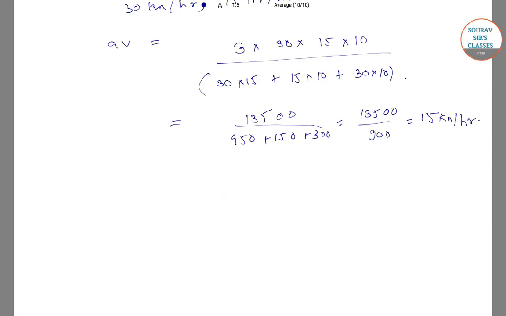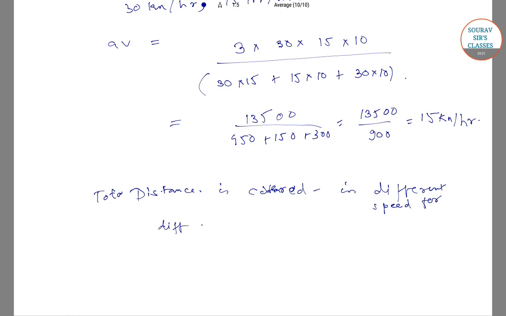However, when the total distance is covered at different speeds for different durations, then we find the average speed by the general formula, that is total distance by total time.